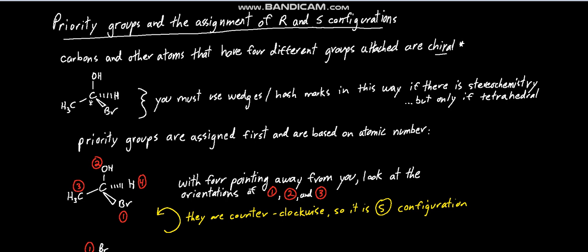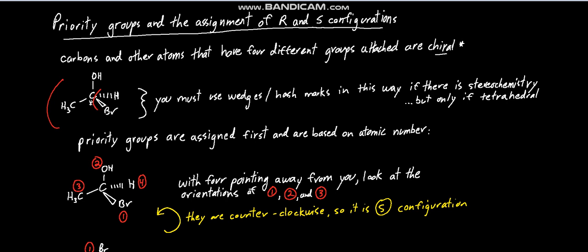Hello, this is a brief review of assigning priority groups for chiral centers, or chirality centers, as some call them, and then assigning R and S configurations. So it's not intended to cover the whole subject. Carbons that have 4 different things attached, as you see here, are chiral, and so they have a non-superimposable mirror image. They have an enantiomer. You can refresh on all that from the book.